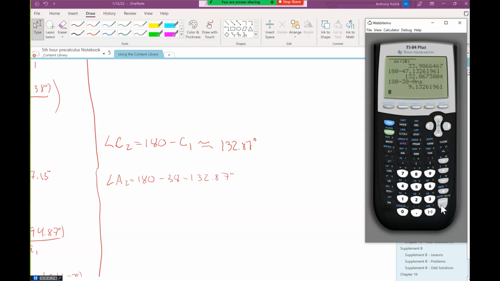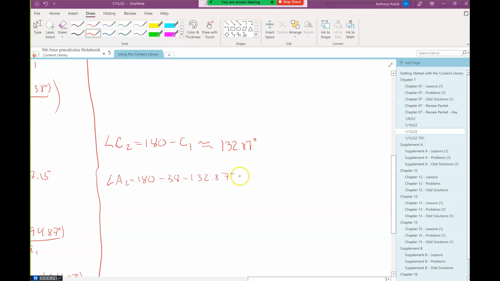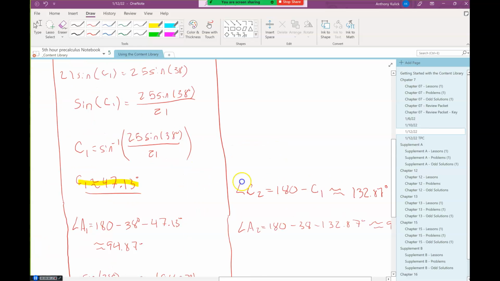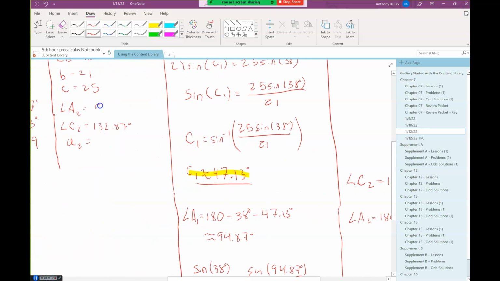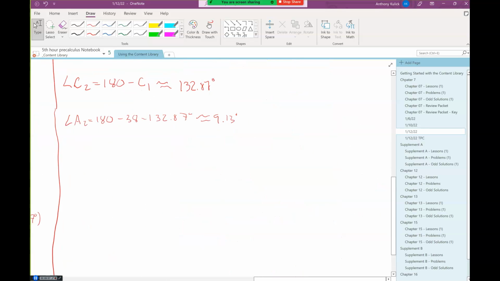So that's 9.13. And now to find side a2, I'm just going to do the law of sines just like I did before. So I'm going to do sine B over b equals sine A2 over side a2.